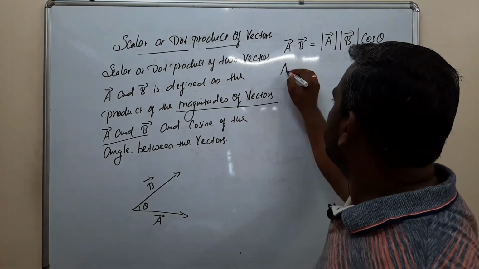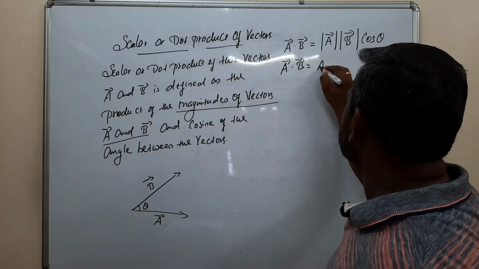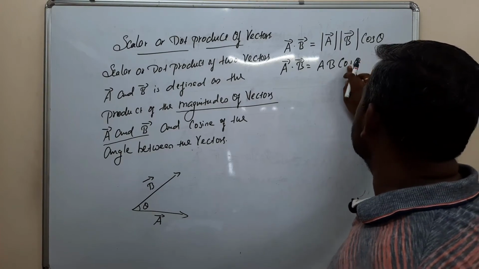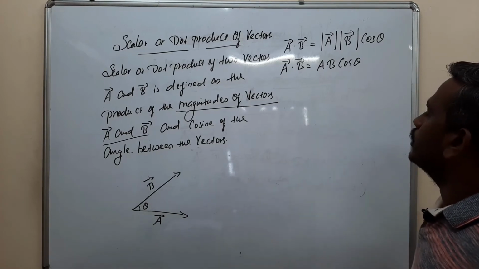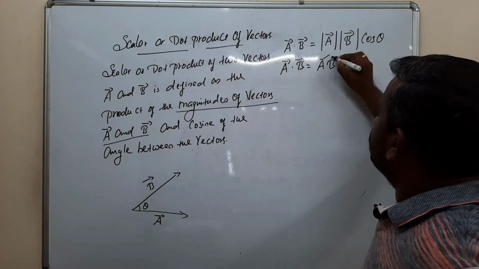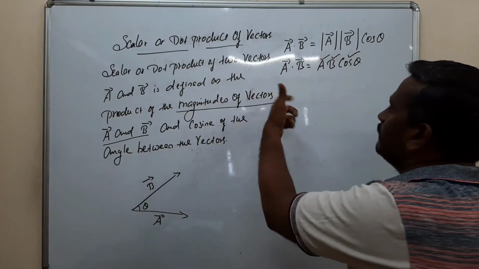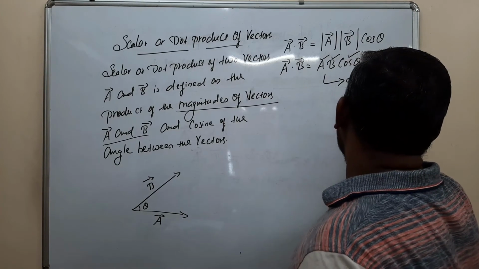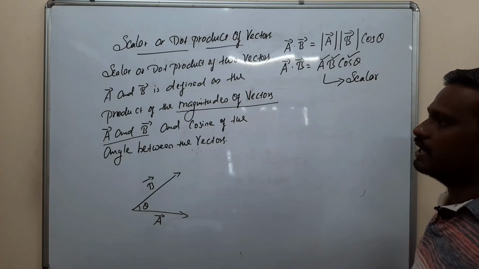So A vector dot B vector: what is modulus of A vector? That is A. What is modulus of B vector? That is B, cos theta. If you take the modulus of a vector, we get only magnitude. So AB cos theta. Here A is a scalar, B is a scalar, and cos theta is also a scalar. That's why if you take the dot product of two vectors, we get a scalar only. That's why it is called a scalar product.